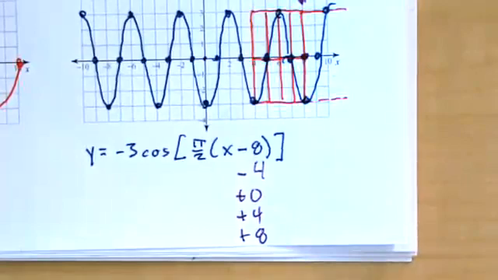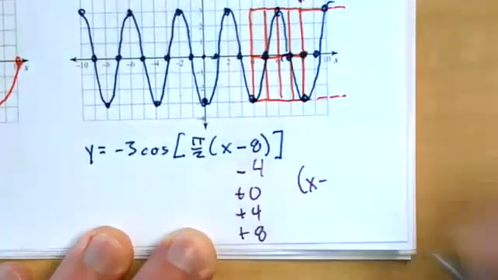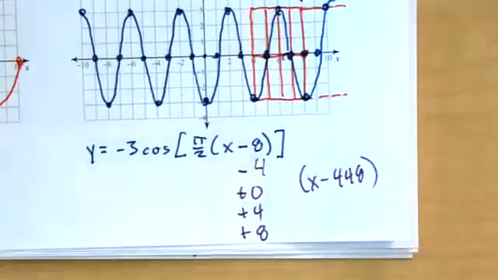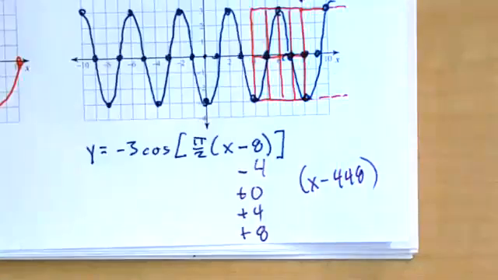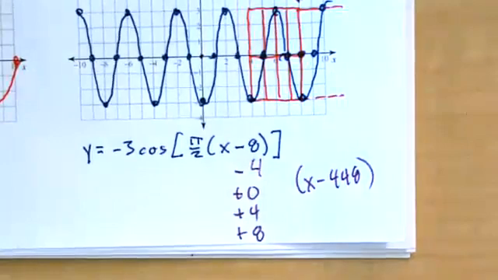Last year I had somebody do this and they wrote x minus 448 or something in there, which is right because 448 is a multiple of 4. I guess if you want to do that, that's fine. Write me a simple note too. Any question? Scientific notation, please don't.